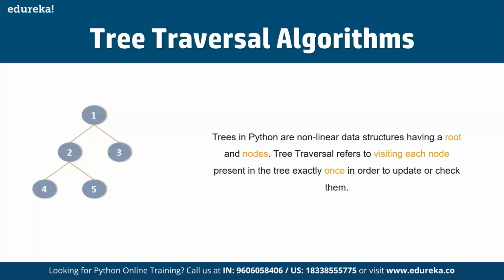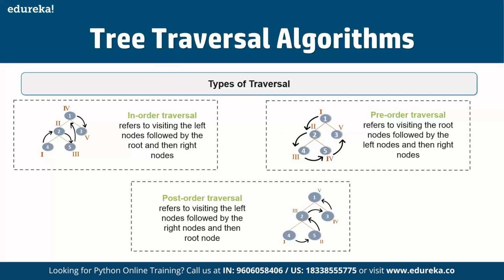Based on the order in which nodes are visited, there can be three types of tree traversals. As you can see, we have pre-order, in-order, and post-order. So first of all, let's start with in-order traversal.